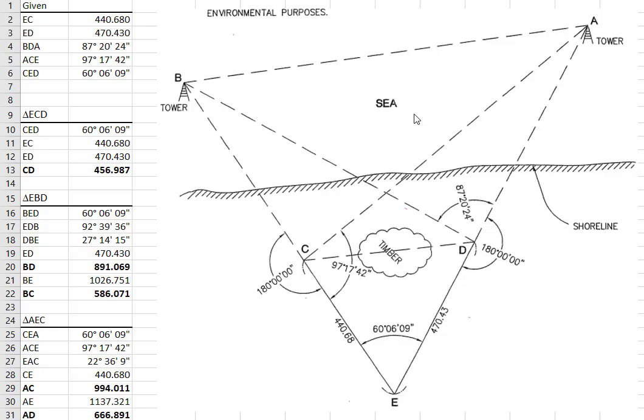This is an example of solving triangles using the law of sines and the law of cosines. What we have here is a network of something measured and something which is not measured. So we have here the given quantities.